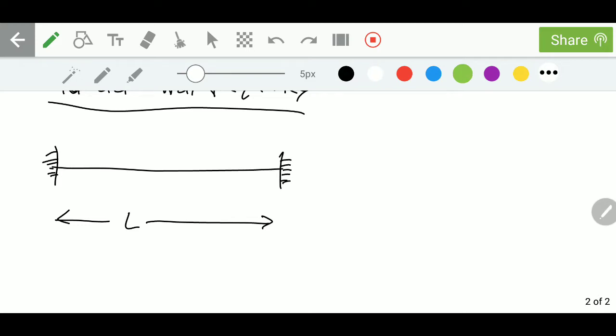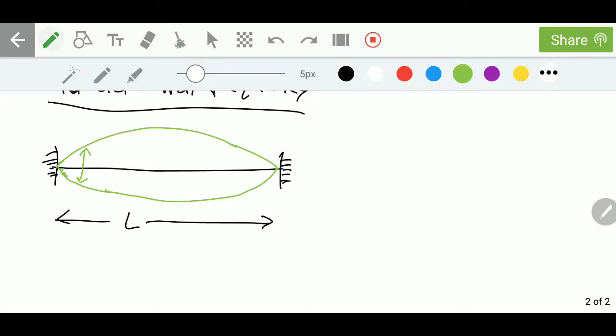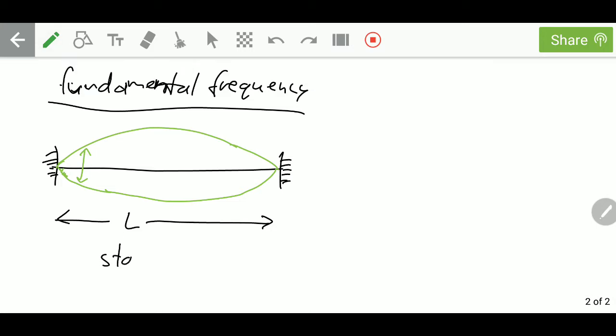So the first one will look like this, and of course it will oscillate up and down. It'll basically oscillate up and down like this, but it's called a standing wave because the wave, as you can see, doesn't actually travel anywhere.